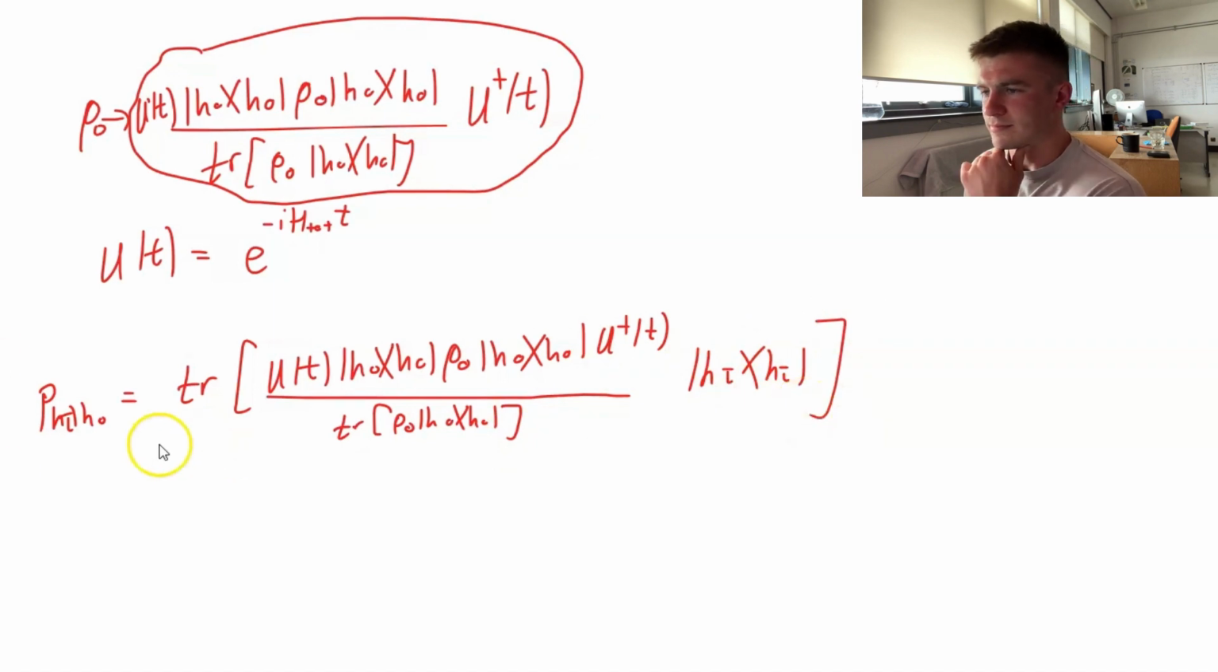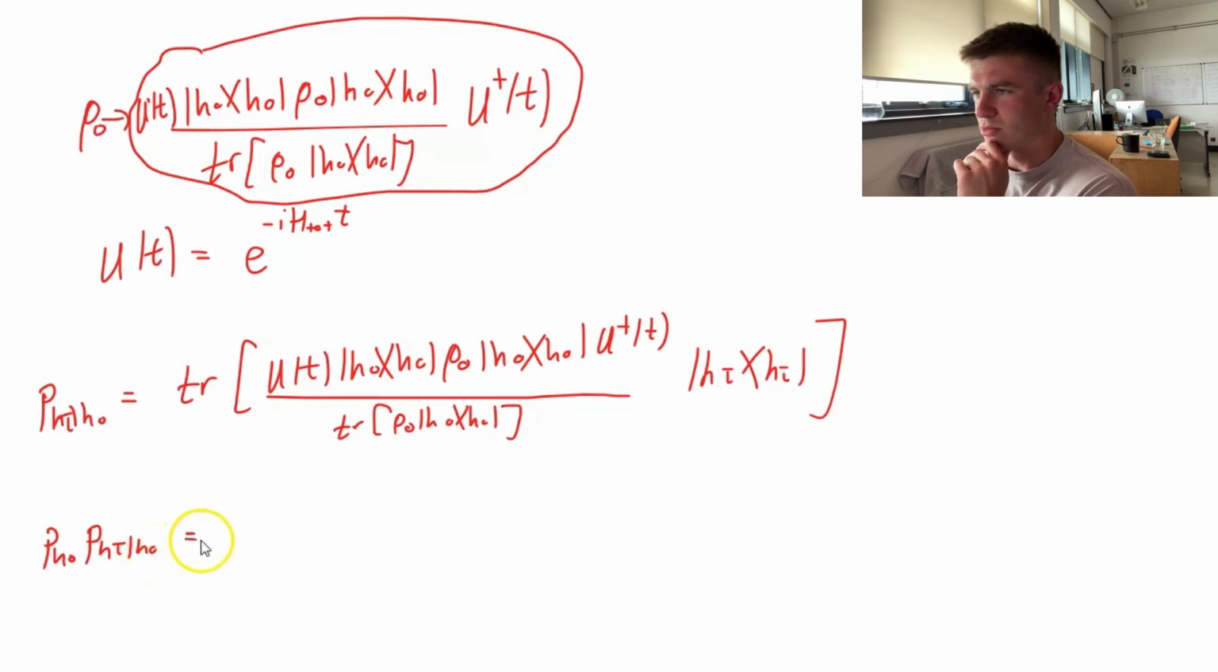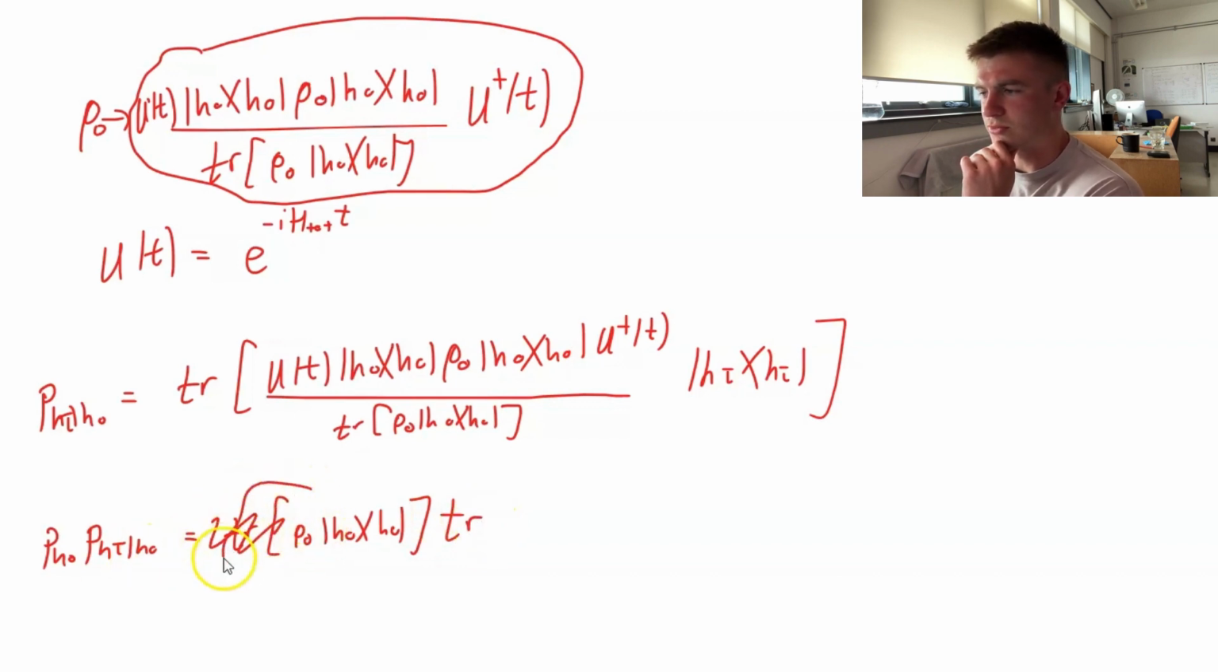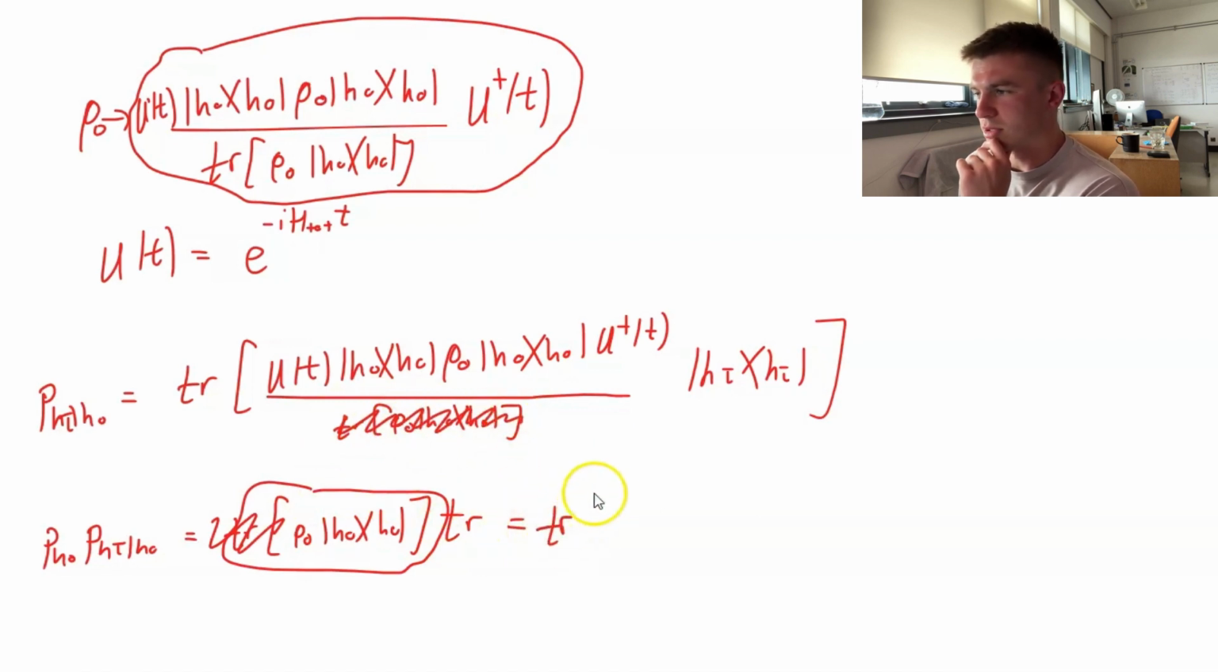Okay. And what we're actually interested in is the product of the two, right? p(H_0) and p(H_τ given H_0). What was p(H_0)? It was trace ρ_0, H_0 with H_0. And p(H_τ given H_0) is just given here, so I'll just quickly write it out again. Actually, now I won't write it out again, but what we'll see is that this trace ρ H_0 is going to cancel out with this one here. And so the end product is going to look like this.